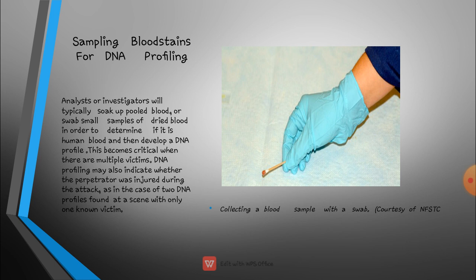First of all, you have to know if this is human blood or not, and then you have to develop a DNA test. This becomes critical when there are multiple victims. DNA profiling may also indicate whether the perpetrator was injured during the attack, as in the case of two DNA profiles found at a scene with only one known victim. It is a difficult process and it requires great attention.